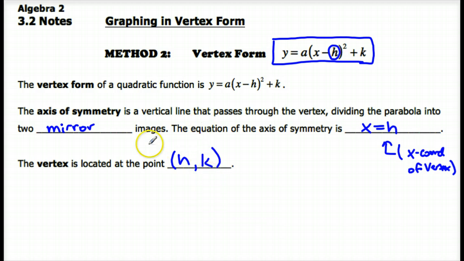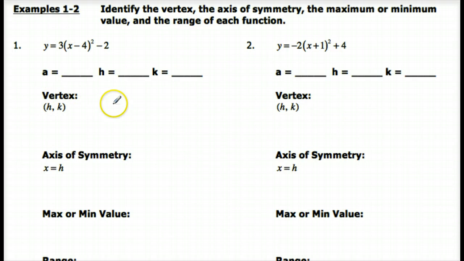Alright, so let's go down and look at a couple of examples here and just fill out the same information we did in the last video. But this time we're going to use this new fact that x equals h will give us the axis of symmetry, and the point h, k will be your vertex. So for number 1 here, our a value is 3. Our h value for this is 4.